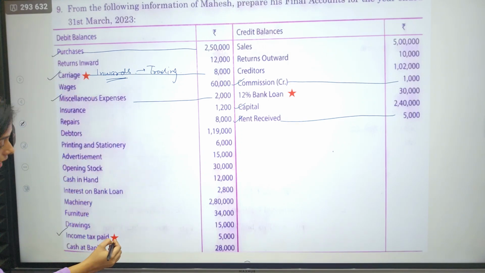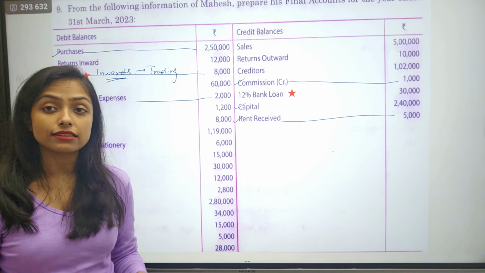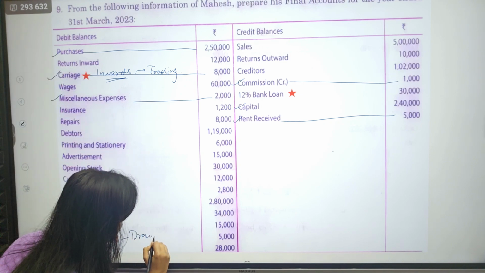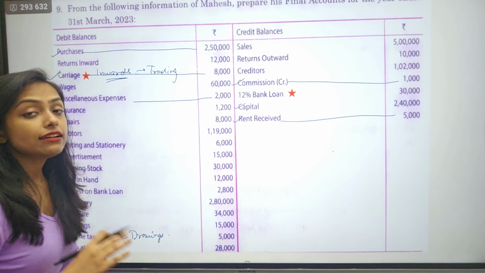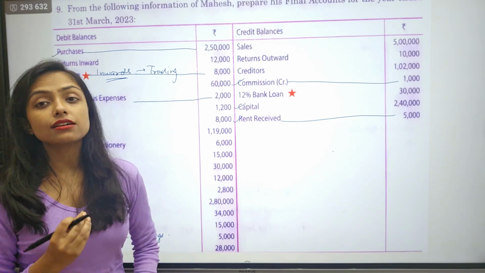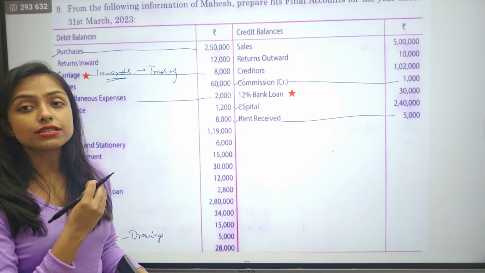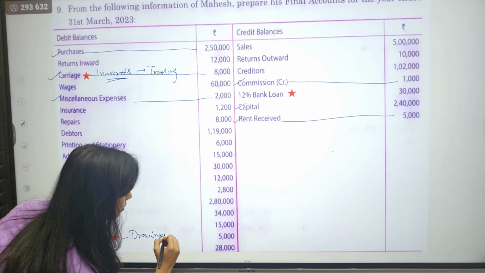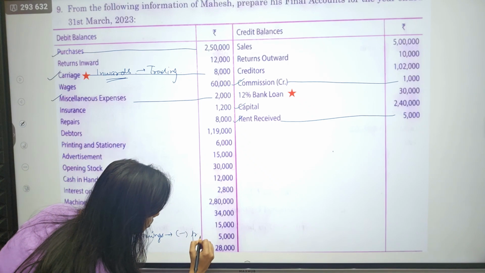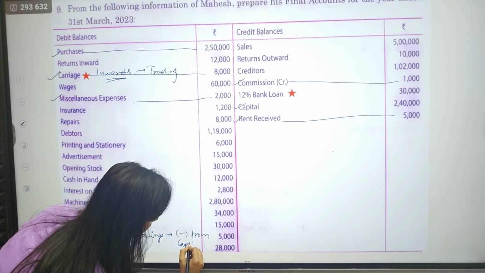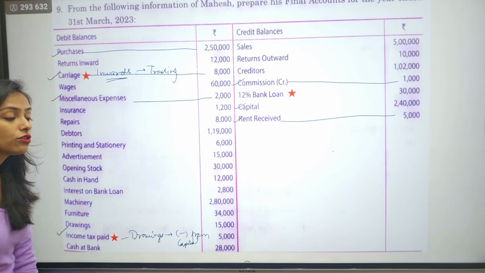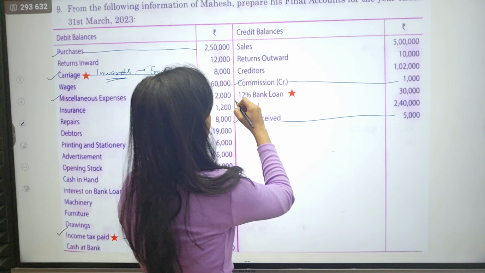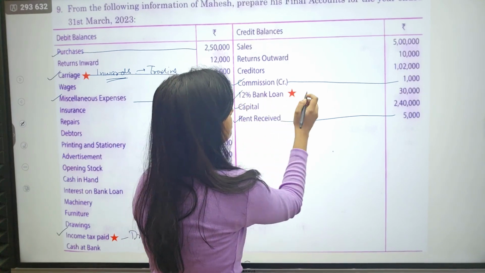Second point is income tax paid. Whenever you get this point, always treat it like drawings, because we are assuming here that the proprietor has paid his personal income tax from the business's money. Hence we are going to reduce it from the capital. It is always treated as drawings because he took the money from the business and paid his personal income tax.